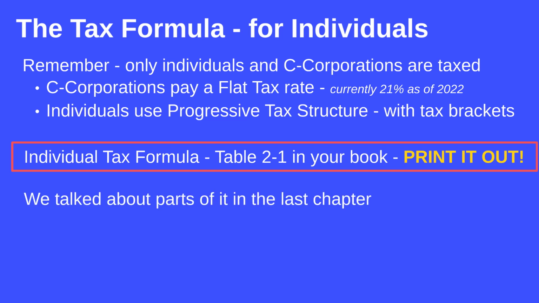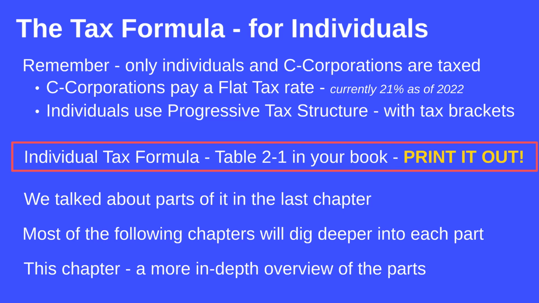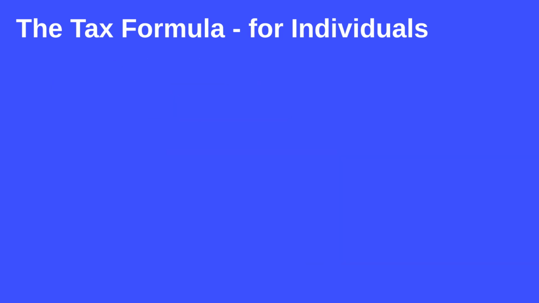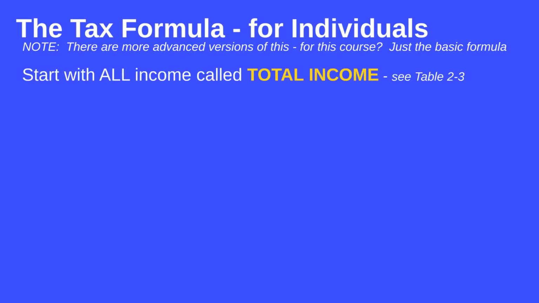Now, when it comes to this formula, we talked about some parts of it in the last chapter, and most of the chapters for the entire rest of the book, we're going to take different parts of this formula and dig down and get into them much deeper. For this chapter, all I want to do is sort of expand what we talked about last chapter so that you understand it in a little bit more detail. Something to keep in mind is this formula, there's a couple different versions of this formula based on more complicated tax situations. We're not going to worry about that. We're just worrying about the basic formula.